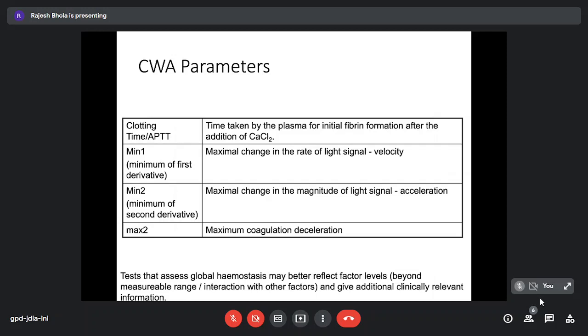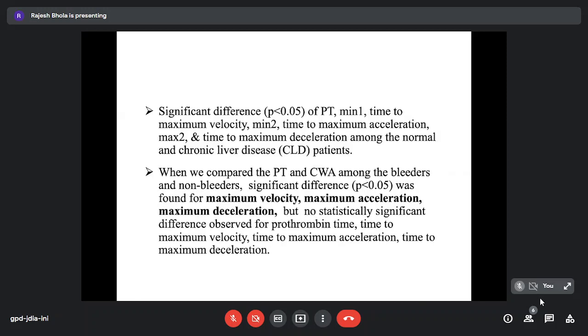Maybe this can reflect global hemostasis in a better way than isolated clotting time. So we have done a study, and we have found that there is a significant difference of PT, mean 1 and time to maximum velocity, mean 2, time to maximum acceleration, etc. in normal and CLD patients.